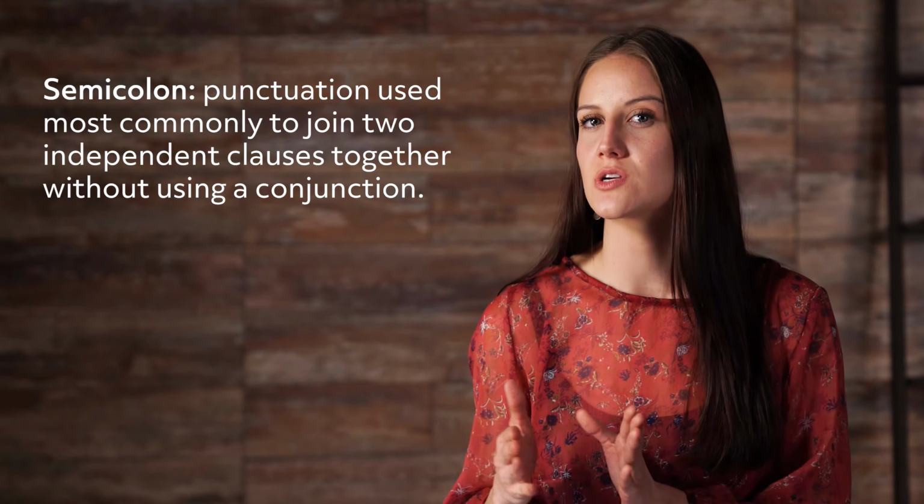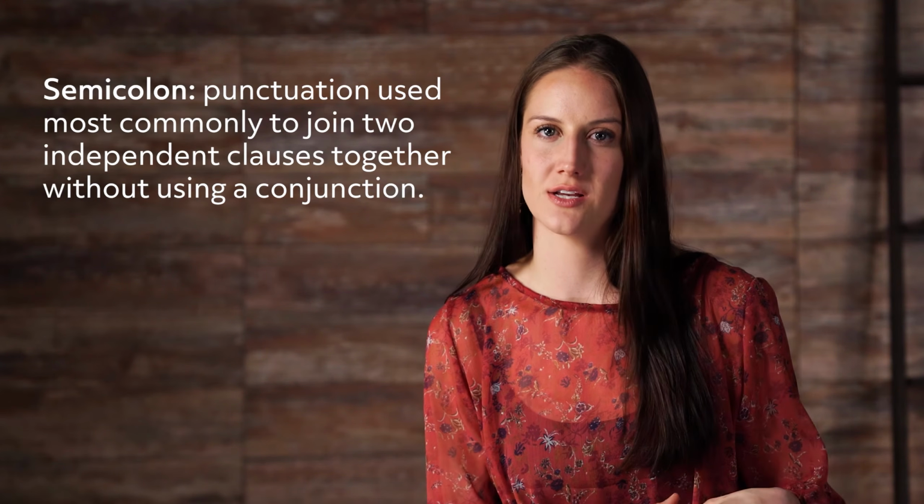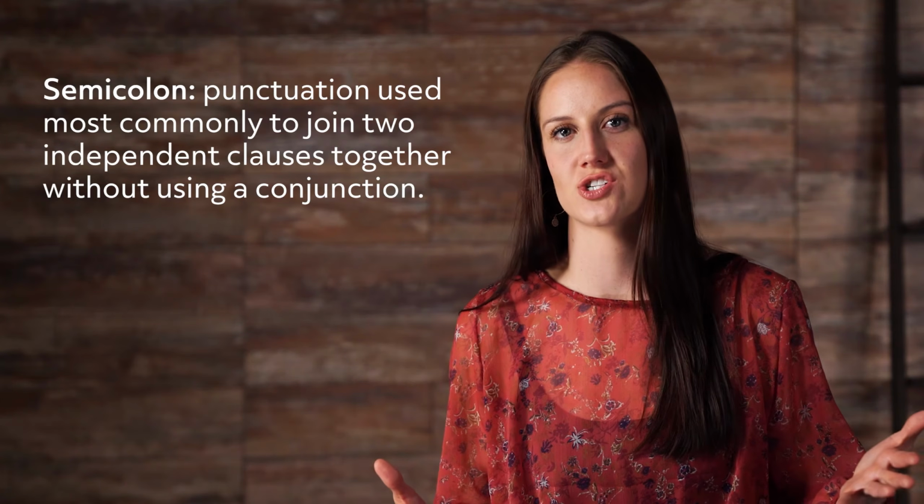Now that we understand what an independent clause is and what a conjunction is, let's look back at our definition of a semicolon. A semicolon is punctuation used most commonly to join two independent clauses together without using a conjunction. Let's take a look at a semicolon in action. Say you had the following two sentences. Rena came home. She ate chicken for dinner.